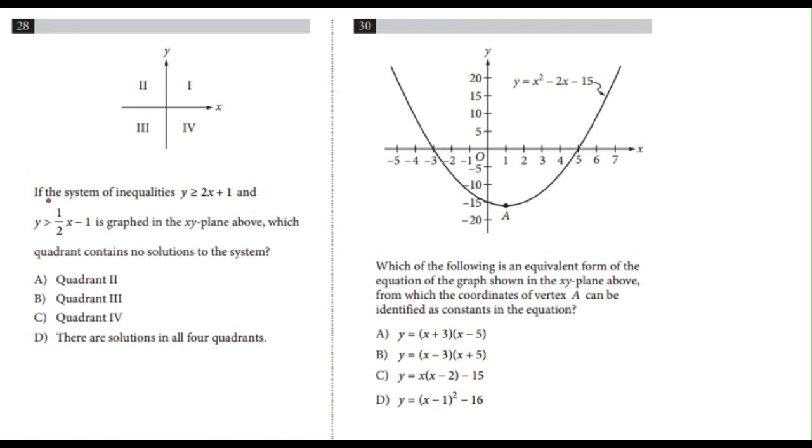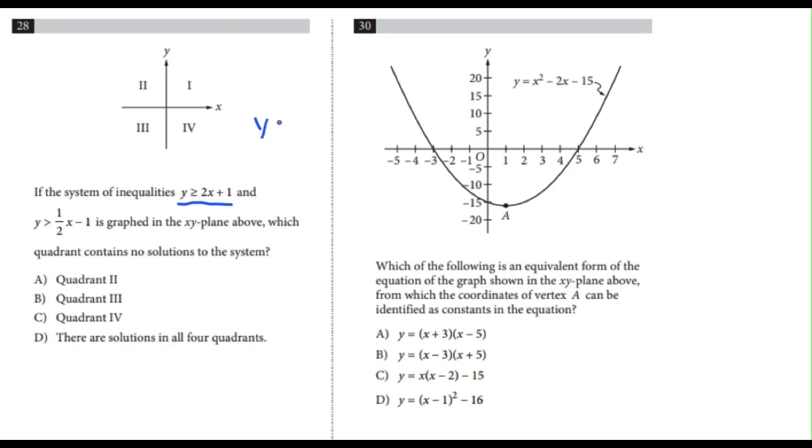Number 28. If the system of inequalities y is greater than or equal to 2x plus 1 and y is greater than 1 over 2x minus 1 is graphed in the xy plane above, which quadrant contains no solution to the system? So first we're going to deal with y is greater than or equal to 2x plus 1.